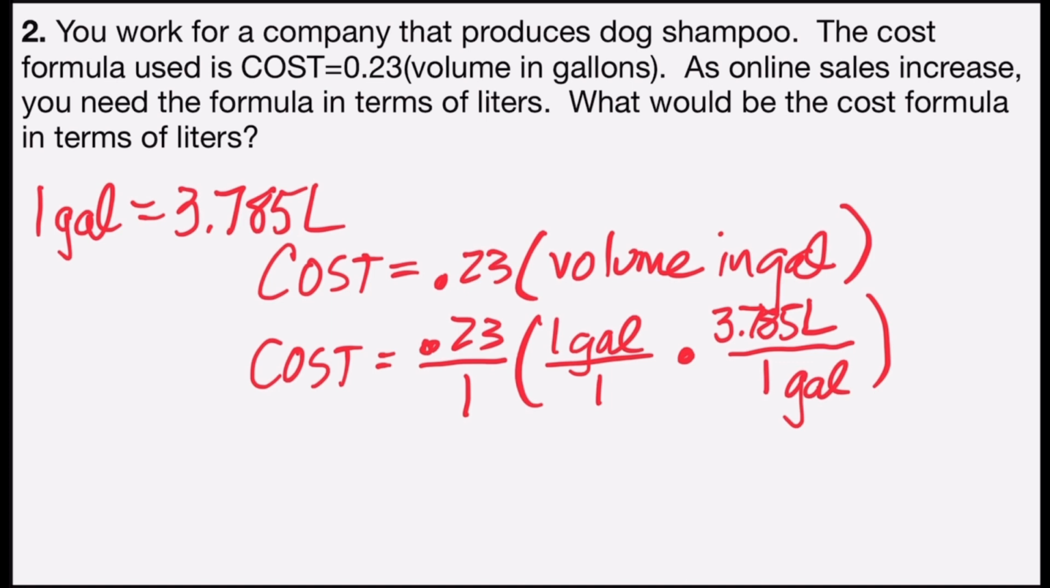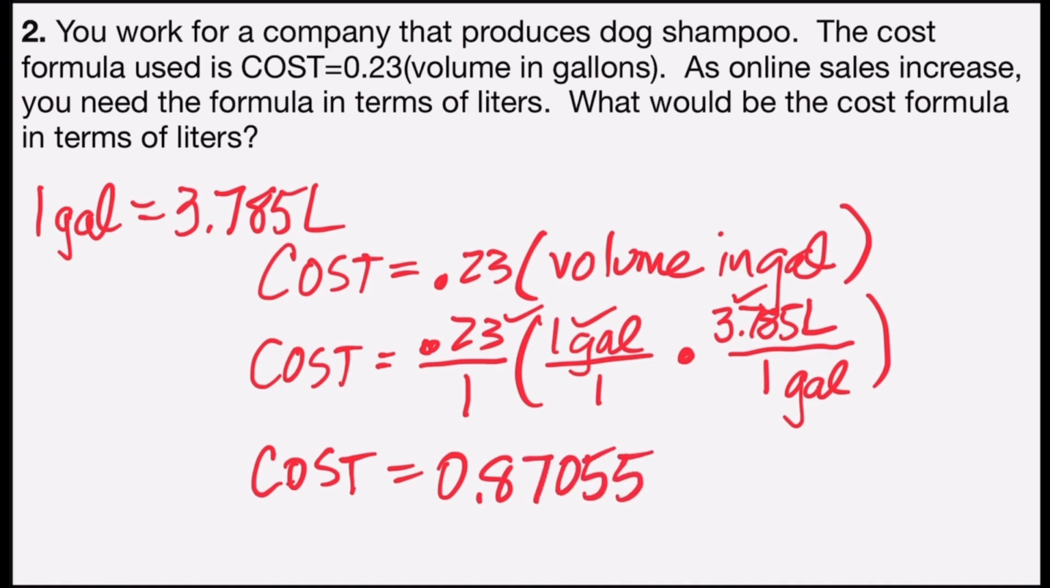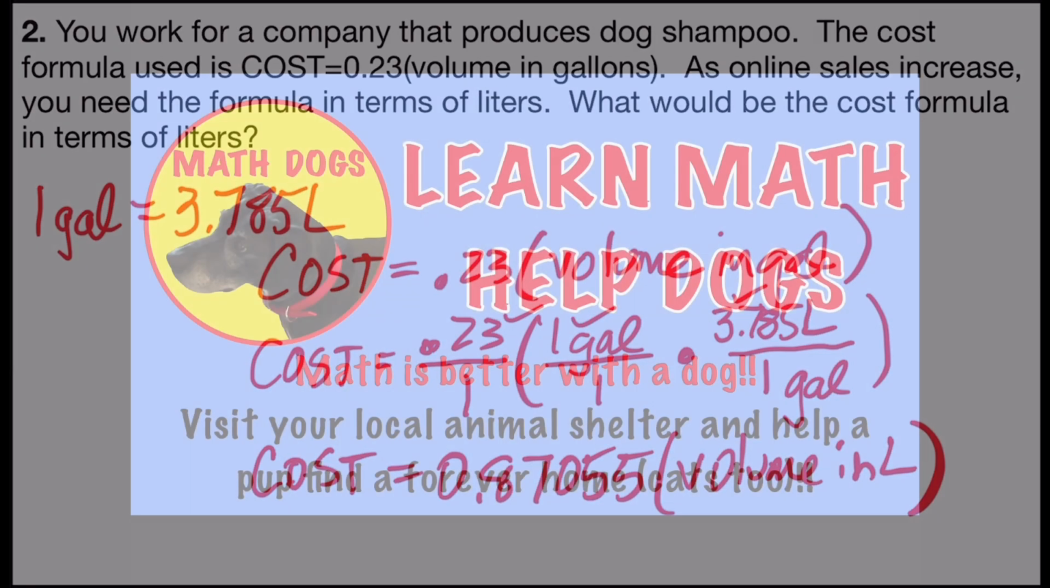If I go ahead and multiply 0.23 times 1 times 3.785, since it's all over 1, I will have my new cost function. If I punch that into a calculator and I round off, I get 0.87055, and that would be now times the volume in liters. And so my answer would be cost is equal to 0.87055 times the volume in liters.